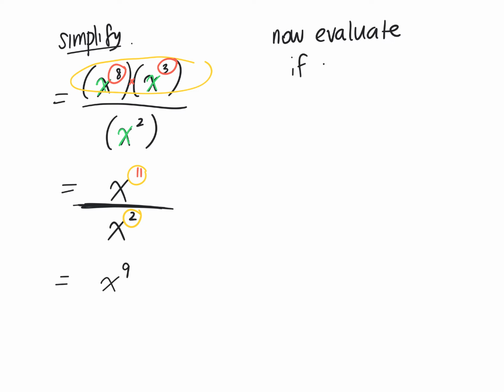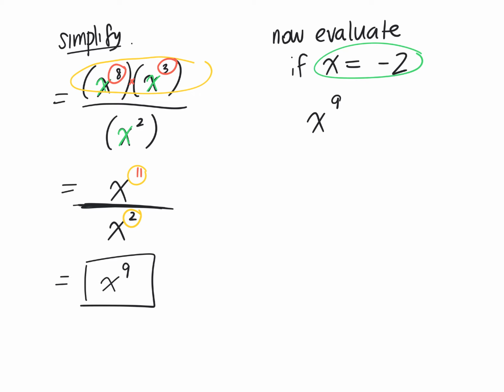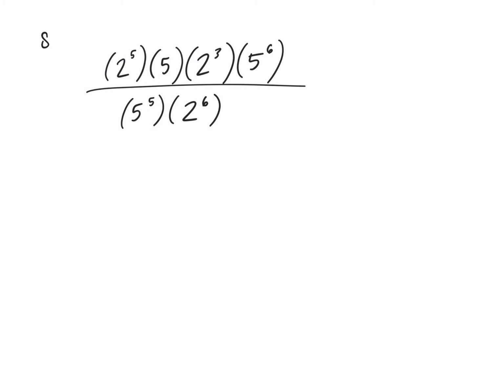What if I say now, evaluate if x is equal to -2? So if x is equal to -2, well, we've simplified the expression. Instead of writing x to the power of 9, what am I going to replace the x with? -2 in brackets to the power of 9. If the base is negative and the exponent is odd, what's the answer? Positive or negative? Good. What's 2 to the power of 9? Okay, 512.